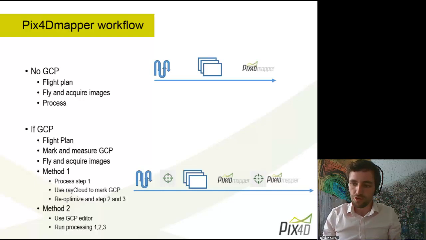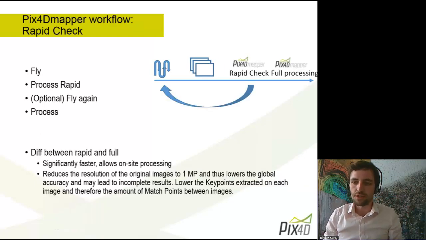And I would like to also introduce one workflow which is very, very useful in practice. One of the features inside of Pix4Dmapper is the rapid check. The rapid check is basically a way of processing the data which is much, much faster, but trading off this speed for some accuracy.